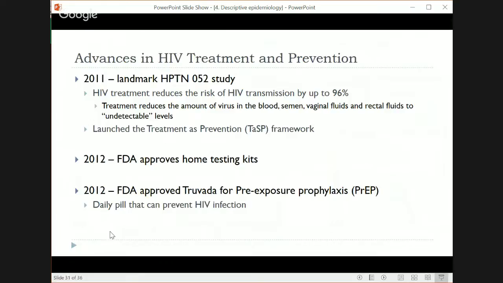And the other thing that happened in 2012 is that the FDA approved Truvada for pre-exposure prophylaxis. So Truvada is a daily pill that can prevent HIV infection. You can think of it like birth control. You take it once a day. The chances of you getting HIV are reduced by around 93%.